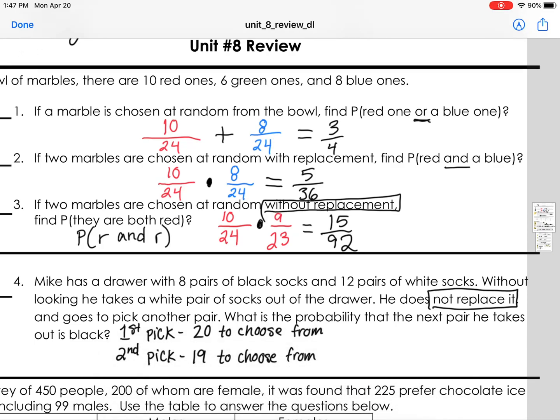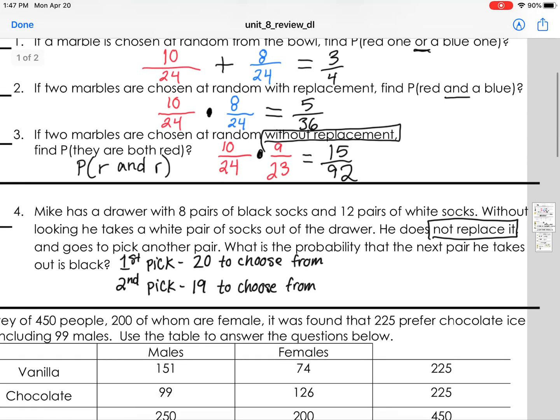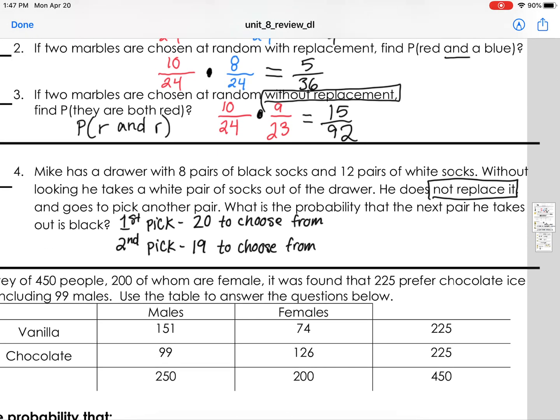Alright, in number 4, you have a sock drawer where you have 8 pairs of black socks and 12 pairs of white socks. Without looking, you draw a white pair of socks out of the drawer. You do not replace it, and you go to pick another pair. What's the probability that the next pair, or the second pair, you take out is black? Alright, so I'm going to remember that on the first pick I had 20 different choices of sock pairs. But if I hold out the first pair that I drew, on the second pick I have 19 to choose from, meaning my denominator is going to be 19.